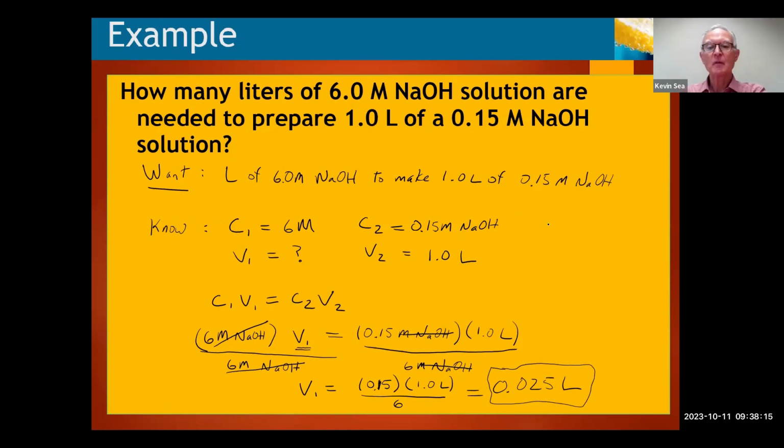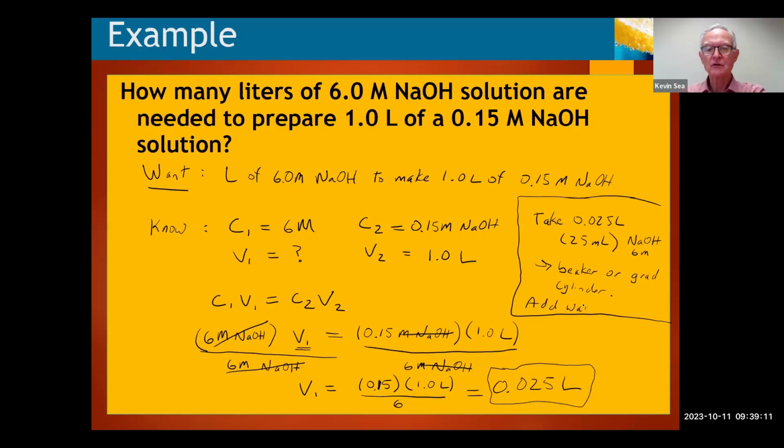And then how would we actually prepare that solution? We've answered the question, how many liters of 6 molar sodium hydroxide are needed? We needed 0.025 liters. So to prepare that solution, we would take 0.025 liters, which is 25 milliliters, of the 6 molar NaOH and put that in a beaker or a graduated cylinder, and then we'd add water so the total volume is 1 liter. That's how we'd actually make the solution. The problem didn't ask us to make the solution.